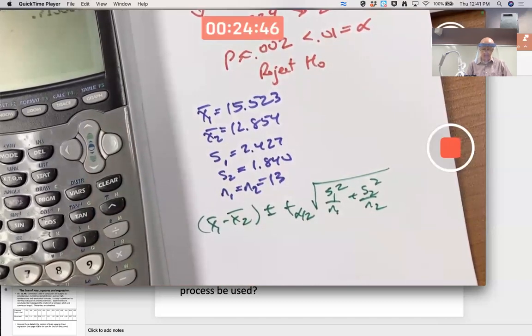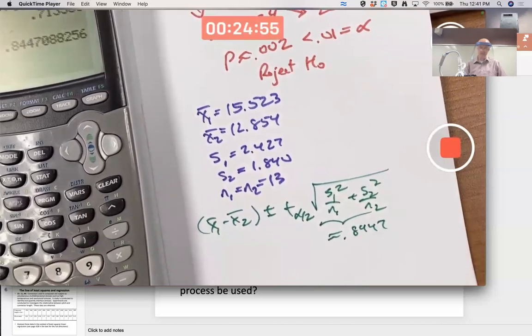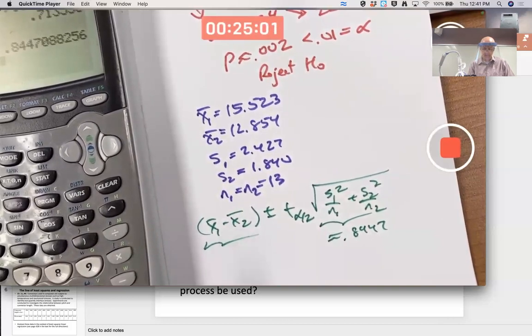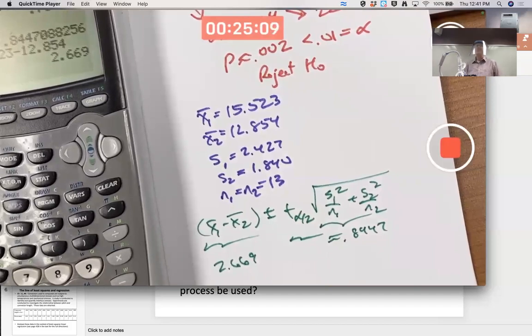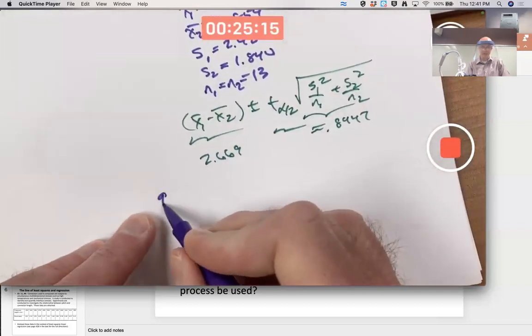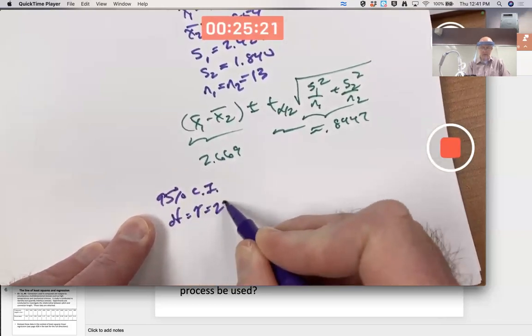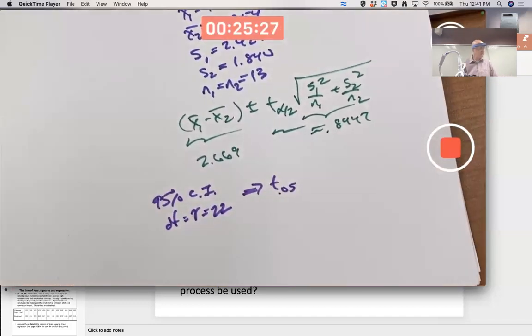There's the thing under the square root, about 0.713533. Take the square root of that. This thing turns out to be approximately 0.8447. What is x1 bar minus x2 bar? 15.523 minus 12.854, 2.669. What t should I use? Well, it depends on what alpha is. Let's do the usual thing, 95% confidence interval, with degrees of freedom equal to 22. We need to look for t sub 0.05 with 22 degrees of freedom.